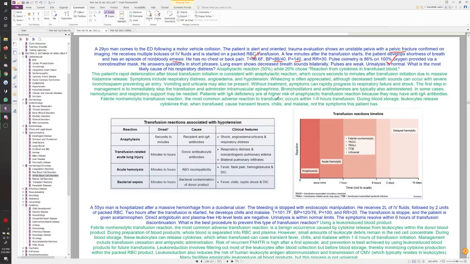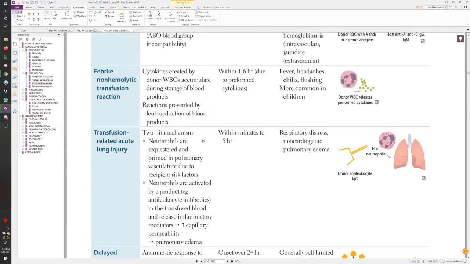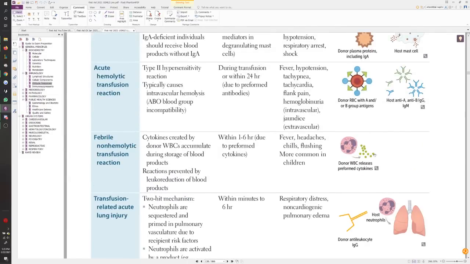Anaphylactic reaction. You just pick that as an answer choice and you're done. The other people chose another answer choice. 20% of people chose reaction from cytokines in the transfused blood. Now, we saw that one too. We just saw the cytokine one, this one.